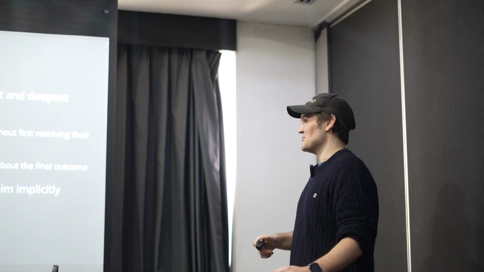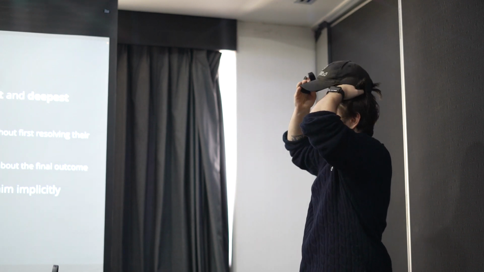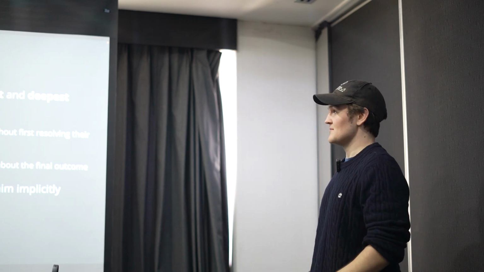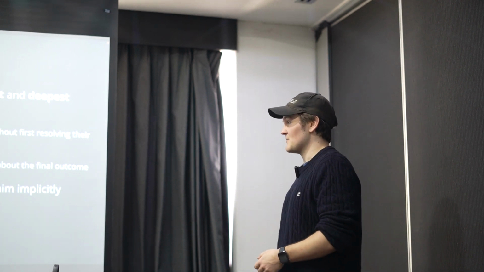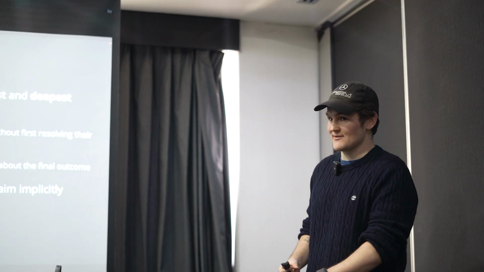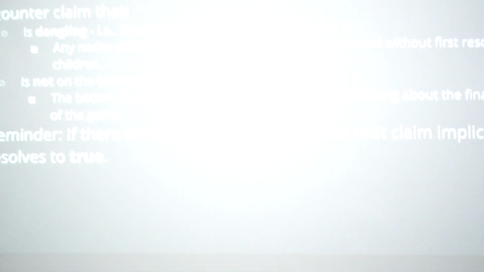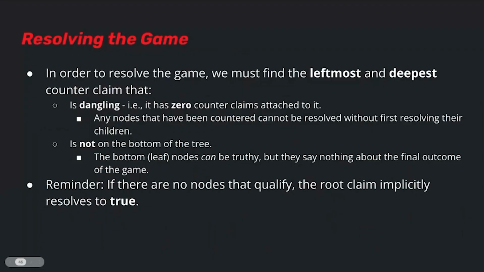But so now we can kind of move on into the resolution function. This part is a bit more complex than the simple example in the generic dispute game, but there's not really too much else added here. So we must find the leftmost and deepest counterclaim that is dangling, meaning that it has 0 counterclaims attached to it. Nobody ever tried to counter that node. Any nodes that have been countered cannot resolve without first resolving their children.